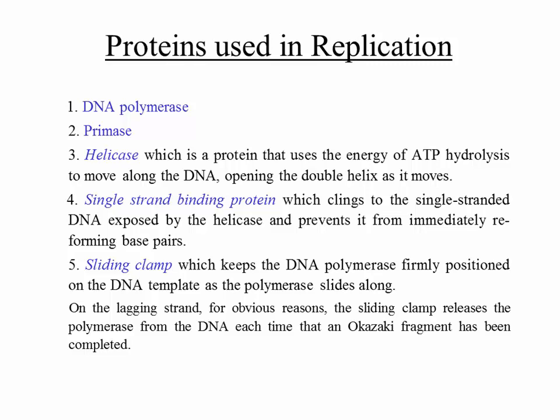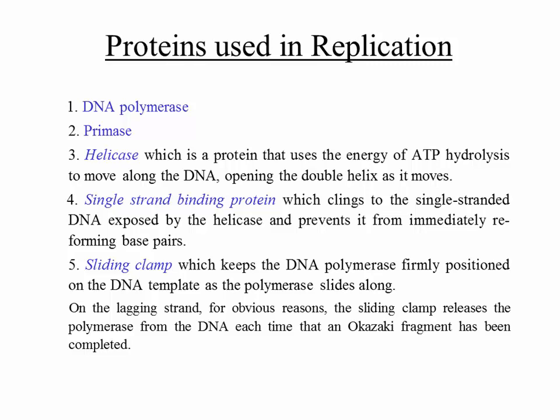Now let's do a listing of the proteins that are used in DNA replication. The most important one is DNA polymerase. This is the protein that is at the core of the replication machinery. In addition to that, you will need a primase to lay out the RNA primer to get the process started. Then you have a protein that is called helicase, which uses the energy of ATP hydrolysis to move along the DNA, opening the double helix as it moves. Then you also have what is called a single strand binding protein, which will cling to the single stranded DNA that is exposed by the helicase and prevents it from immediately reforming base pairs. Because once you have separated the 2 strands out, you want to go ahead and complete the DNA replication procedure, right?